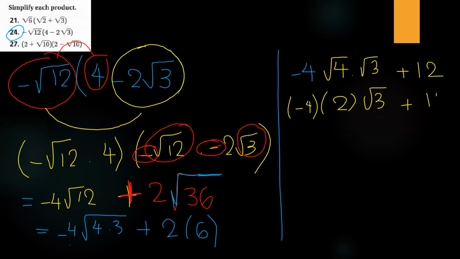Plus 12. Write them down. Negative 4 times 2 is negative 8, times square root of 3, plus 12. It's going to be 4 and the square root of 3, right? No, here it's not like radicals. We cannot add them. Here you have to stop.